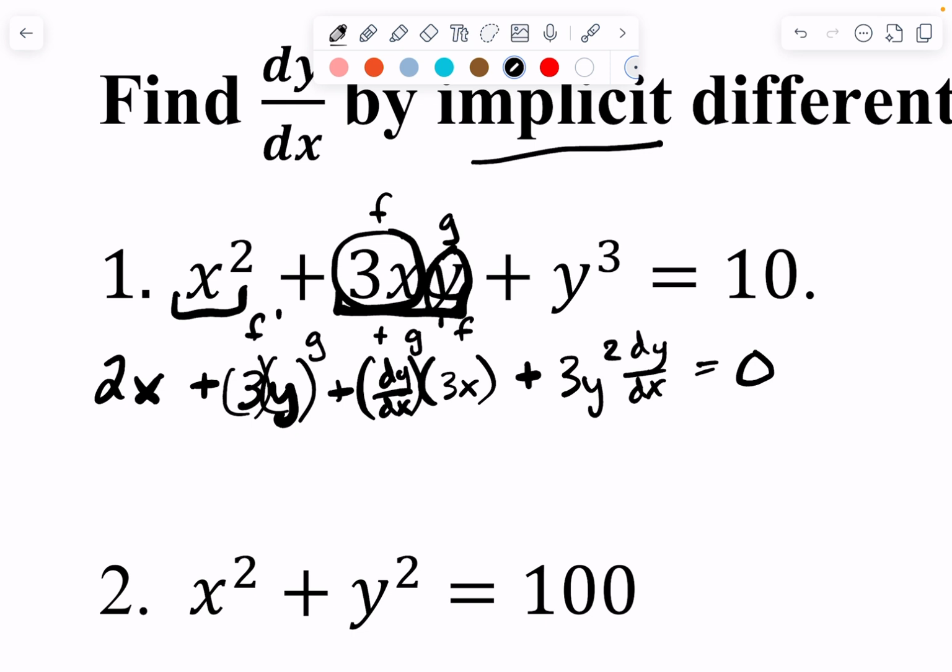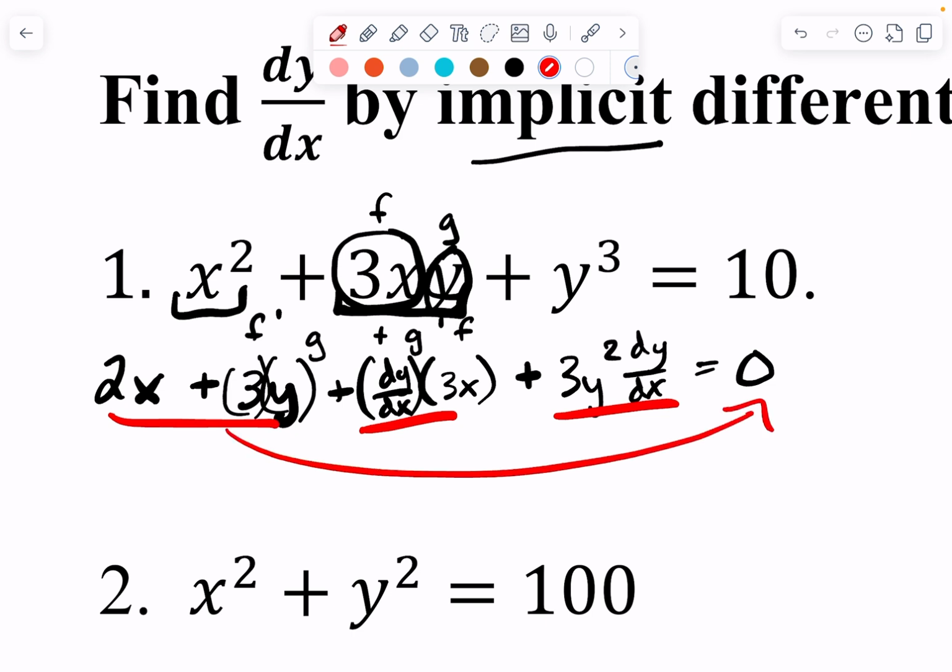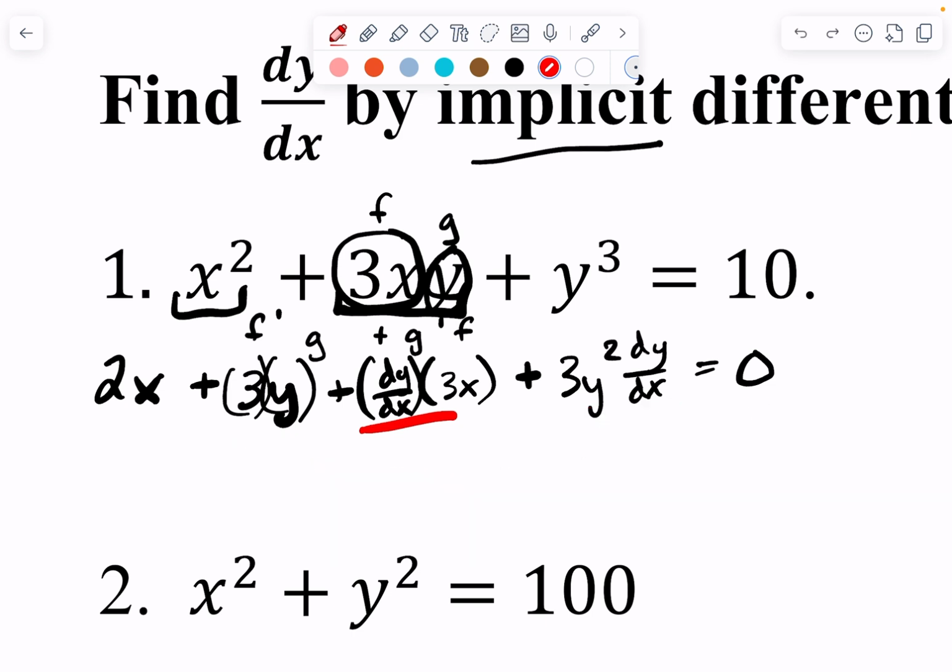Okay, now we've got a lot of stuff going on. I have 4 pieces over here, and really just 0 on the right side, but I'm trying to solve for and get dy dx by itself. So if you remember from doing this a long time ago, we're going to keep these on the same side, and we're going to shove these over to this side, okay? So I'm going to say equals, if I shove those over to the other side, negative 2x minus 3y.